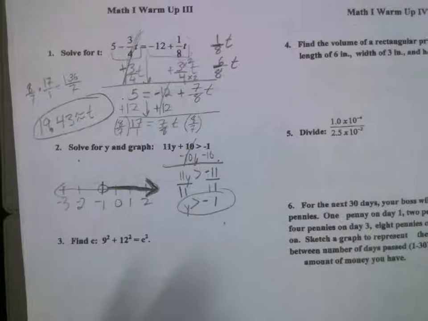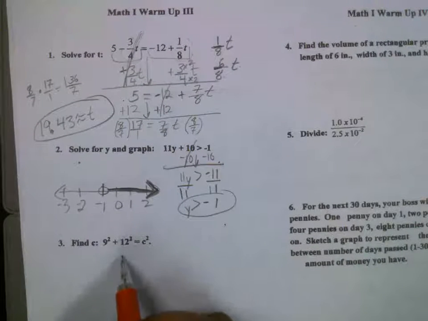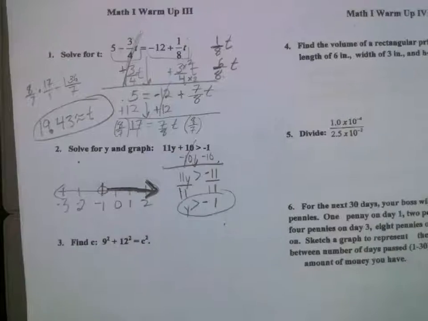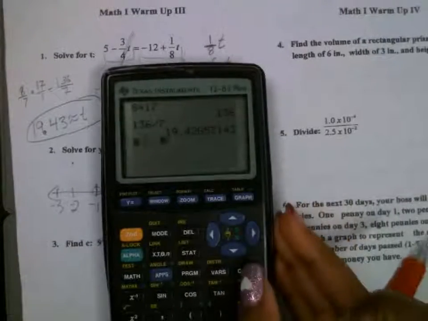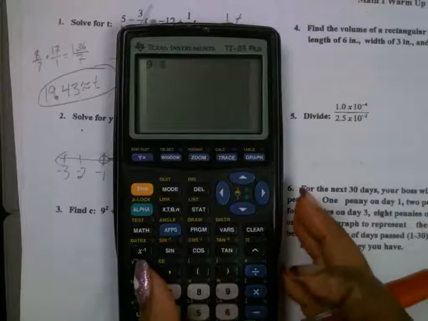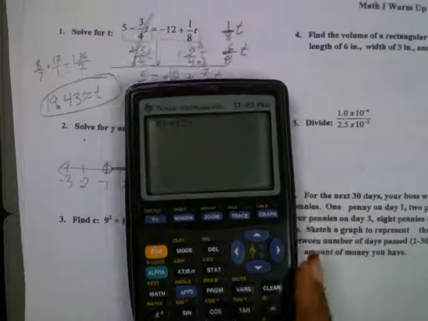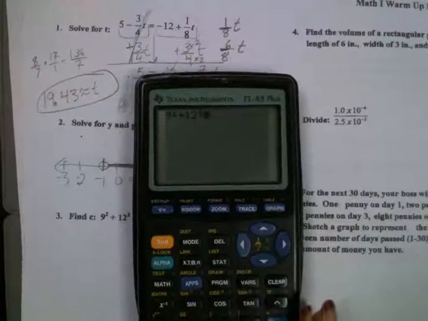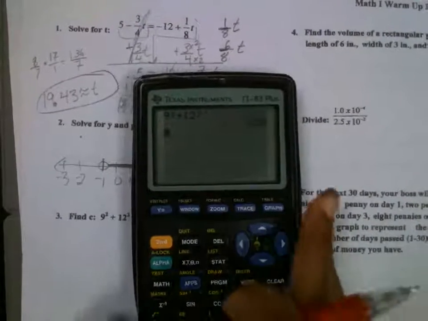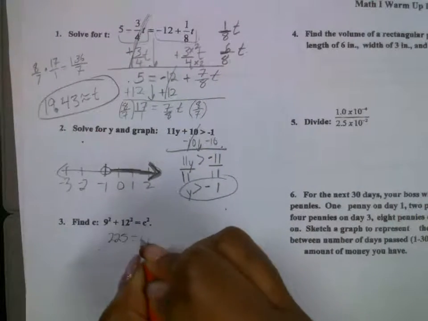All right. Let's solve for C. So we've got to simplify this first. What's 9 squared? And guys, if you have a calculator, you can type this in your calculator. You have 9 squared plus 12 squared. You see how I did that? What's 9 squared plus 12 squared? 225. So this side, 225, is equal to C squared.